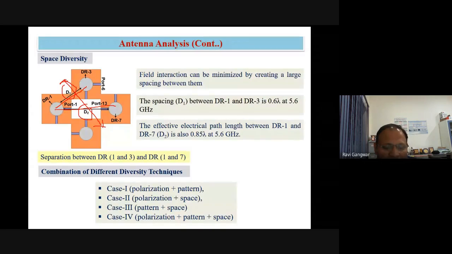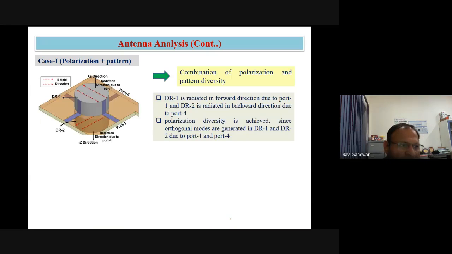When we do the analysis, I have found that I am able to generate polarization plus pattern, polarization plus space, pattern plus space, and polarization, pattern and space. All the different diversities in one system we are able to create. For example, case 1, that means polarization and pattern. When we consider only one antenna portion, we have back-to-back analysis. Back-to-back analysis means one antenna is placed on the top, and another antenna is placed at the bottom.